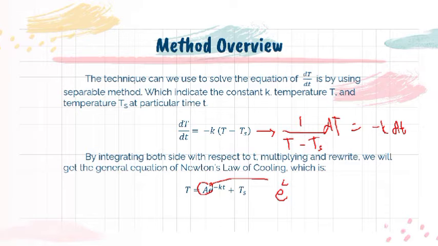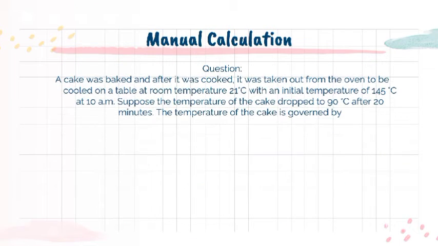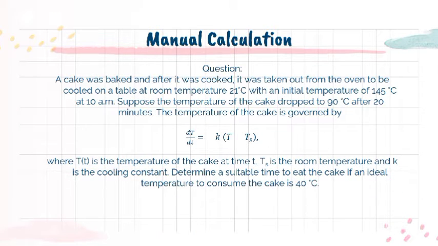So, the problem that we chose for this assignment is: a cake was baked, and after it was cooked, it was taken out from the oven to be cooled on a table at room temperature of 21 degrees Celsius with an initial temperature of 145 degrees at 10 a.m. Suppose the temperature of the cake dropped to 90 degrees Celsius after 20 minutes.